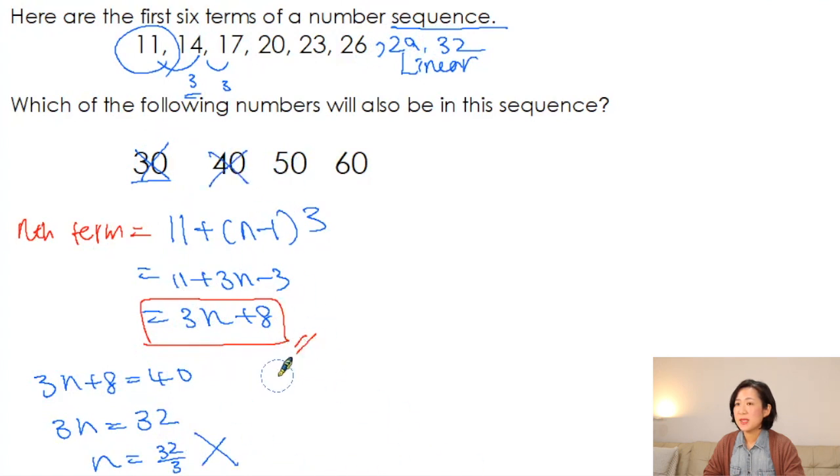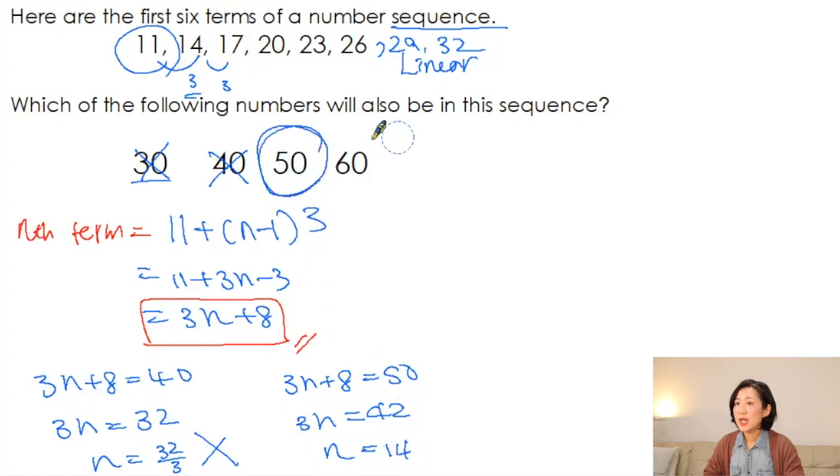Let's try 50. So 3n plus 8 equals 50. If n is a whole number, that means it's in the sequence. 3n is 42, so n is, let's divide by 3, 14. So that means 50 is located in the 14th position, right? So the 14th number is 50.